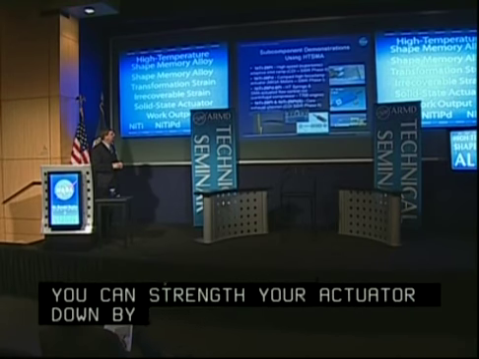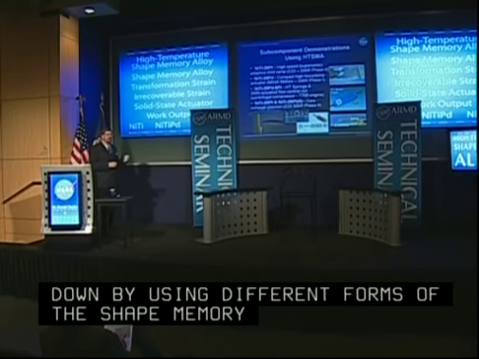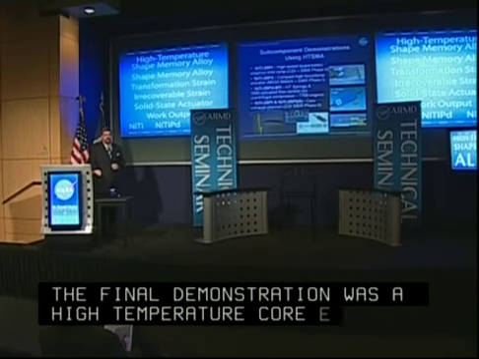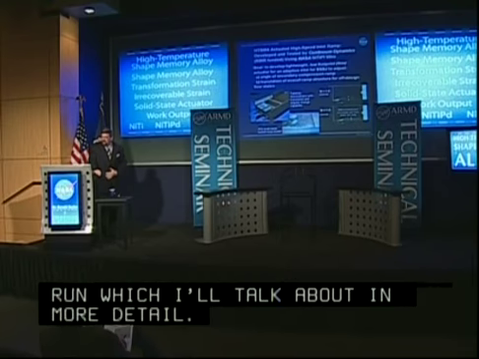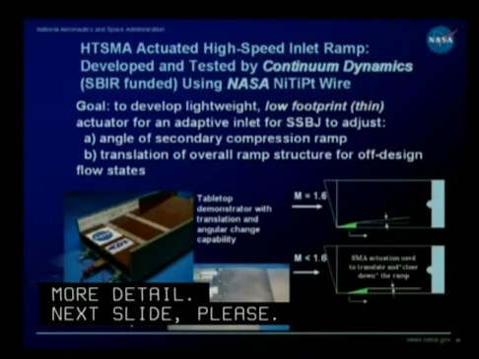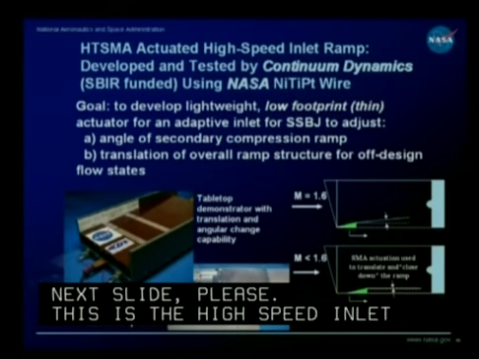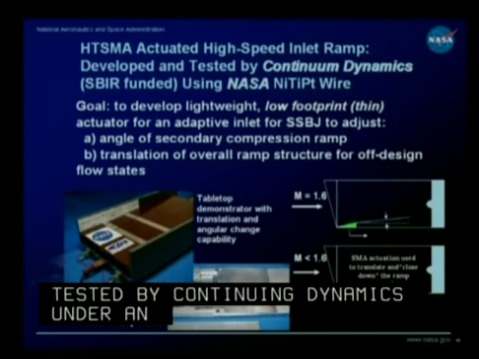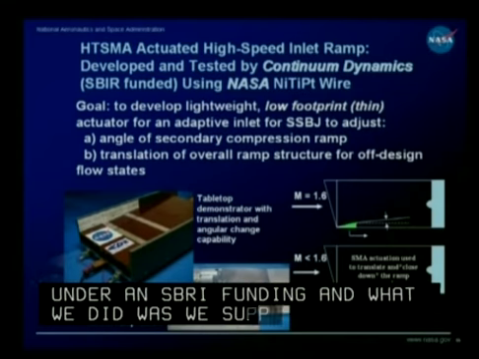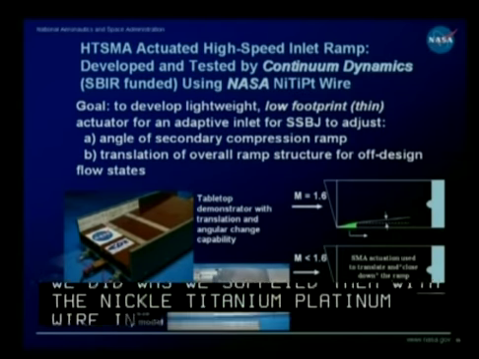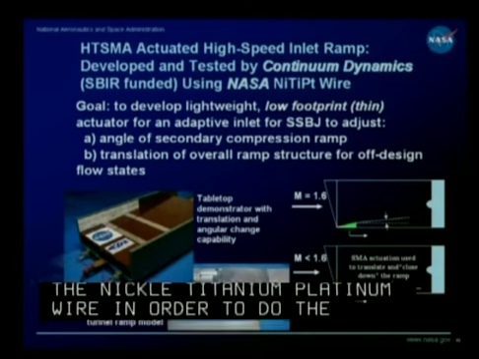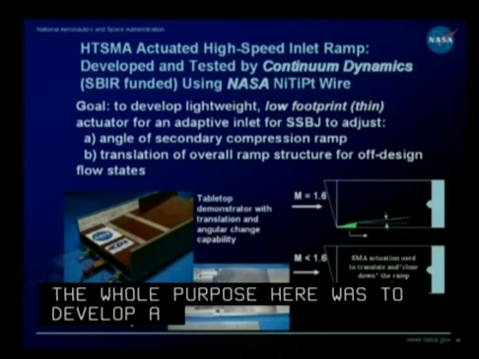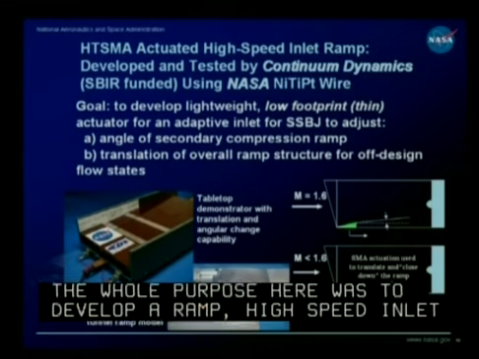And then the final demonstration was a high temperature core exhaust chevron, which I'll also talk about in a little bit more detail. If I could have the next slide, please. This is the high-speed inlet ramp that was developed and tested by Continuum Dynamics under an SBIR funding. What we did was we supplied them with the nickel titanium platinum wire in order to do the demonstration. The whole purpose here was to develop a high-speed inlet ramp that we could translate back and forth as well as change the angle of, depending on the flight conditions.